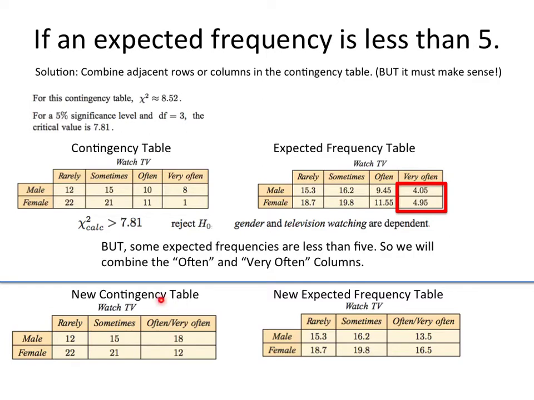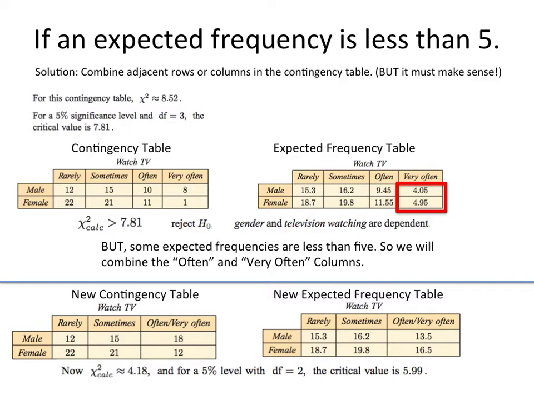So we have a new contingency table. We've combined often and very often. So basically we're adding more data values in here, and that will make our chi-squared test of independence a little more reliable. And so when we do this, we get a new expected frequency table.